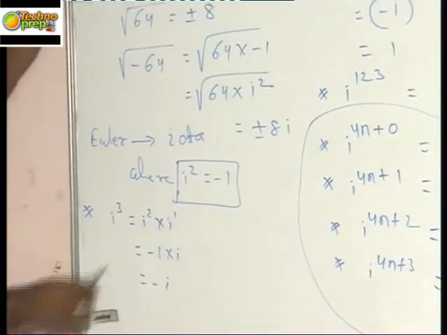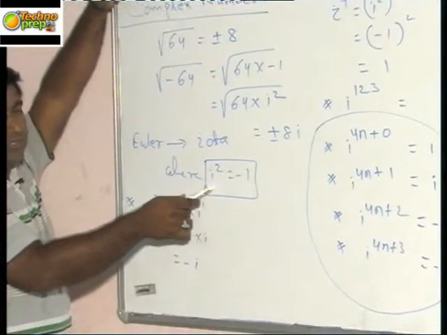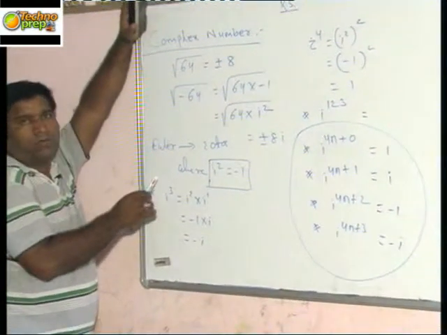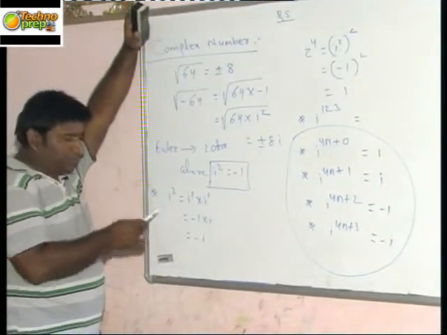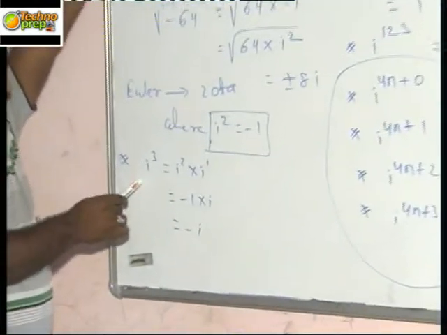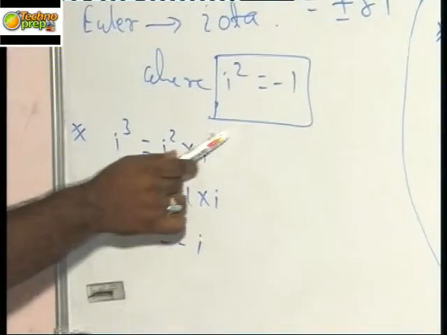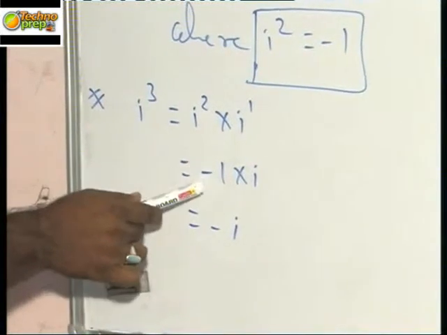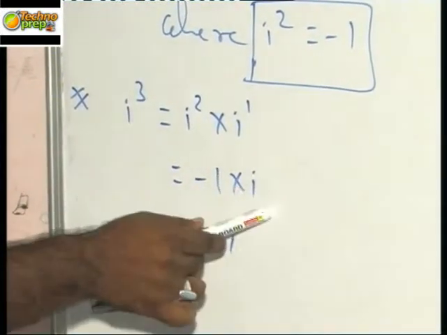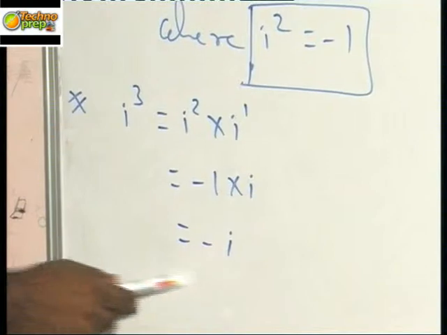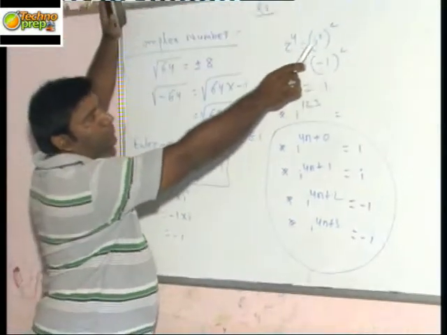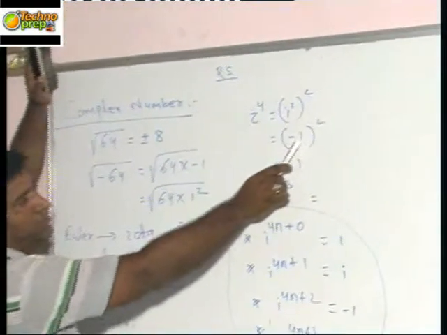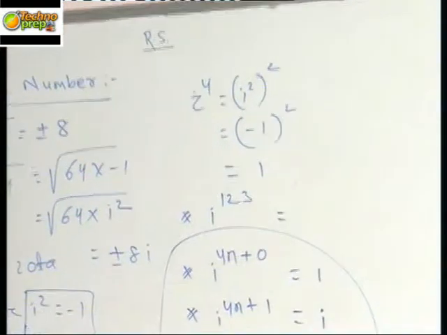Using this value, i square equals minus 1, we can find the value of i to the power of any number. For example, i cubed. You can write i square into i to the power 1, where i square is minus 1, so minus 1 into i equals minus i. But when you find i to the power 4, that is i square squared, which is minus 1 to the power 2, which is plus 1.